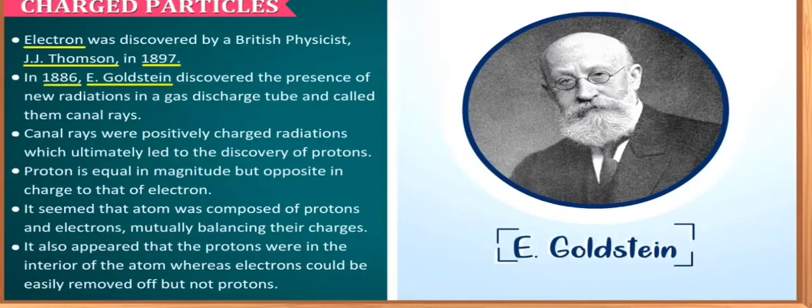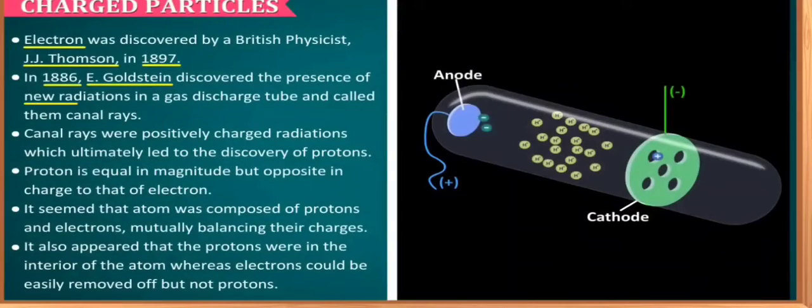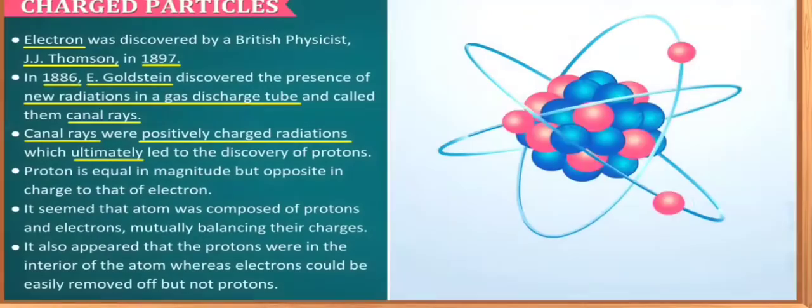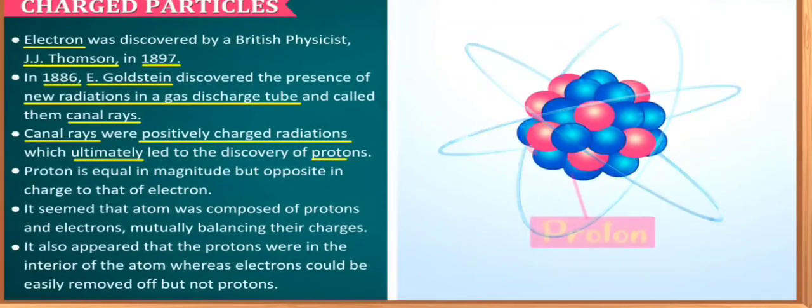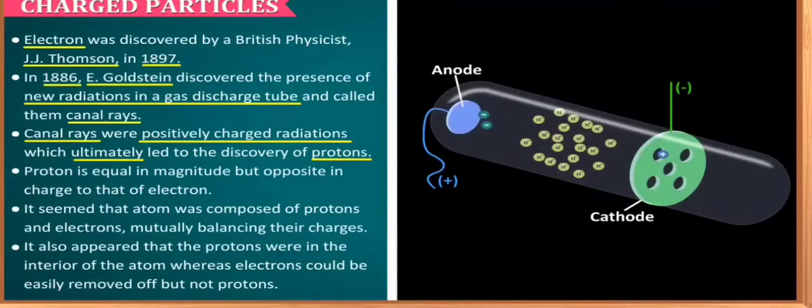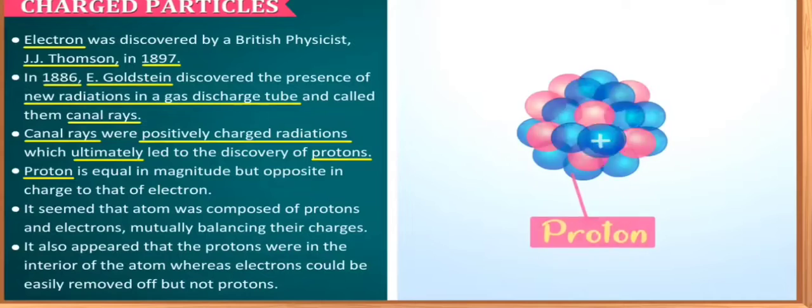Friends, before the electron was discovered, E. Goldstein in 1886 discovered the presence of a new radiation in a gas discharge tube. He called them canal rays. These canal rays were positively charged radiations that ultimately led to the discovery of another subatomic particle. This positively charged particle is called proton. So canal rays were positively charged radiations that ultimately led to the discovery of protons.